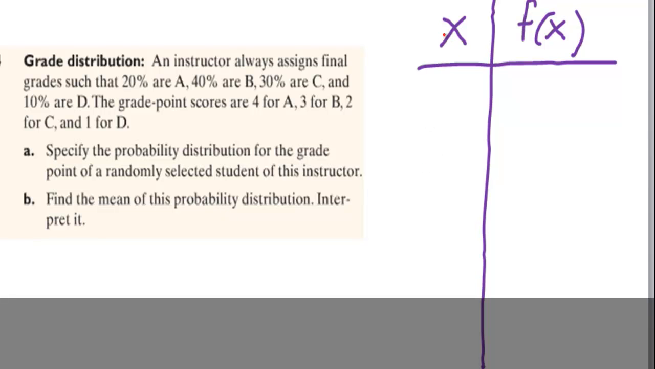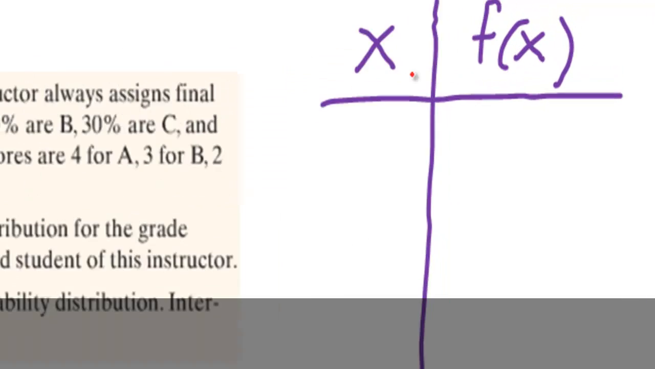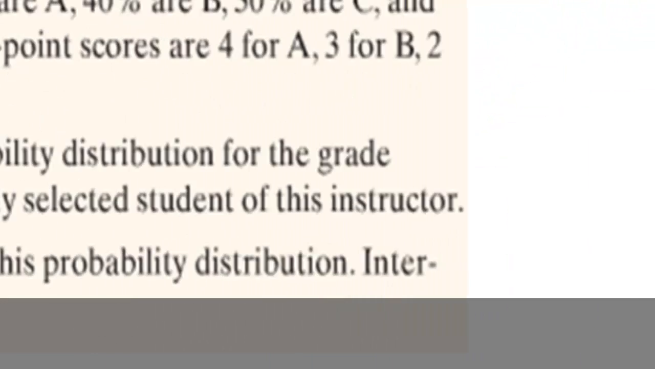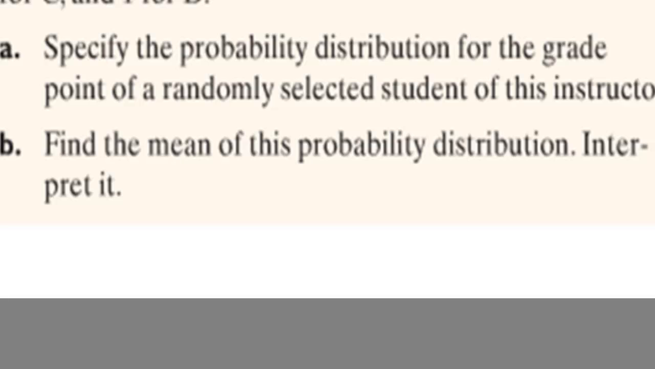So I end up building a table, just a regular X and f of X table. X is going to be my random variable. It's normally like a single variable, something determined by chance. That's what the problem is telling us: it specifies the probability distribution for the grade point average of a randomly selected student.